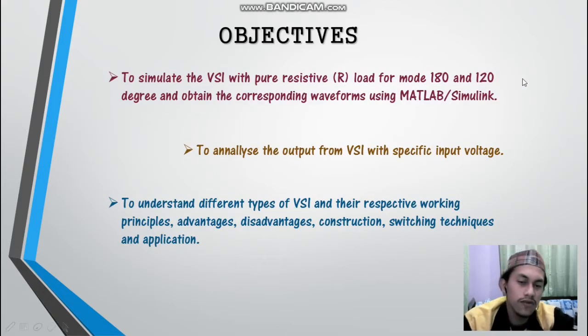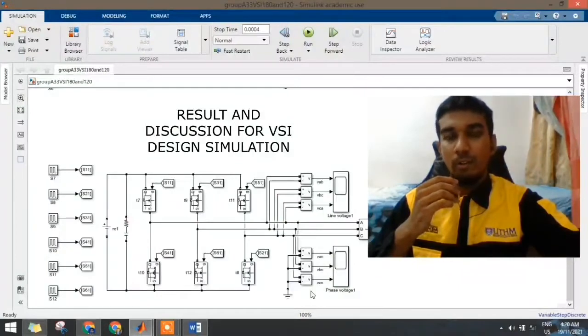Next, the objective of this lab activity is to simulate the VSI with a pure resistive load for mode 180 degree and 120 degree, and obtain the corresponding waveform using MATLAB Simulink. The next objective is to analyze the output from VSI with a specific input voltage. The last objective is to understand different types of VSI and their respective working principle, advantages, disadvantages, construction, switching techniques, and application.